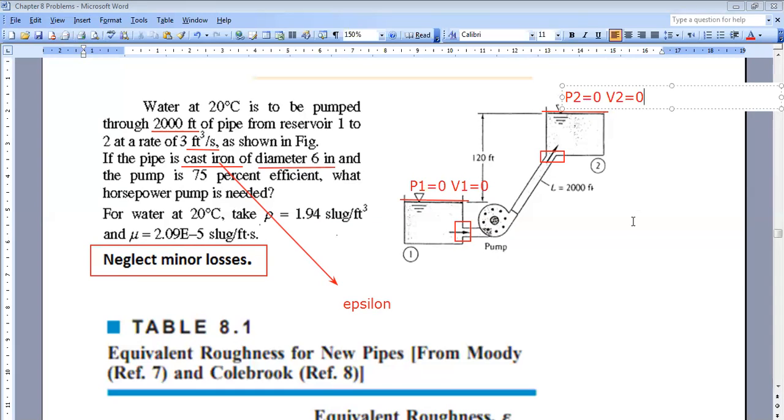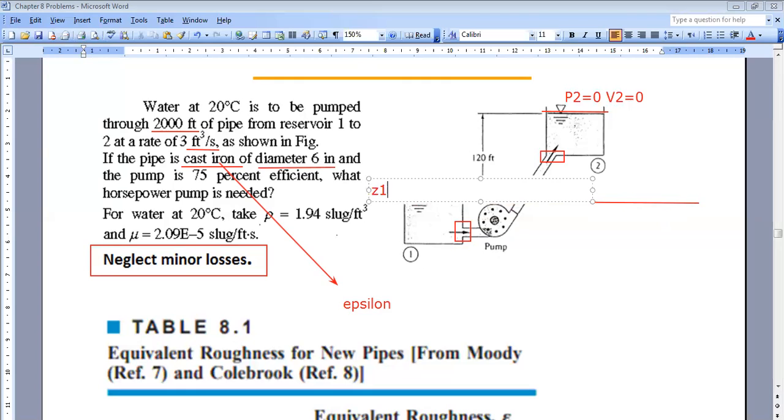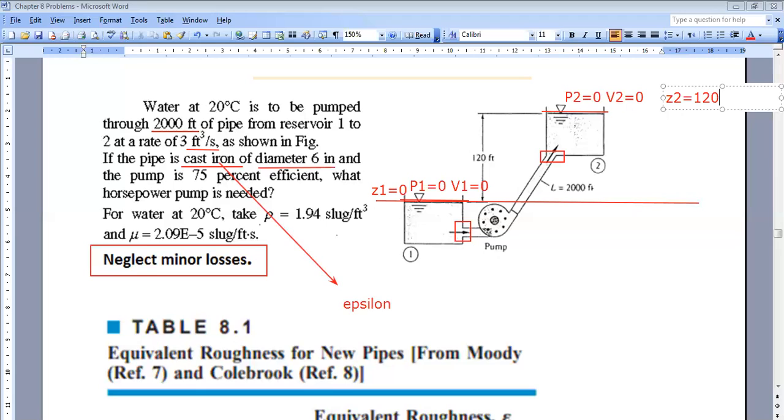Now for Z, I will take a reference here because this will simplify my calculation. So whatever your reference, you will get the same delta Z. So here's the best choice, here or above. Okay. So if I choose the lower level as the reference, then Z1 is 0 and Z2 is 120. Okay. So now I can write my equation.